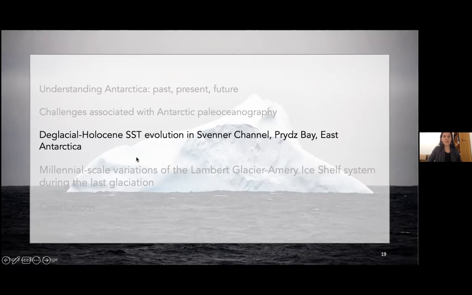So this is a perfect segue. We're just going to jump into the deglacial Holocene sea surface temperature evolution in Spinner Channel, and we're broadly talking about the Lambert Glacier-Amery Ice Shelf system.